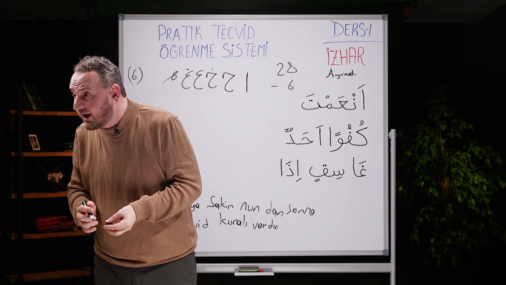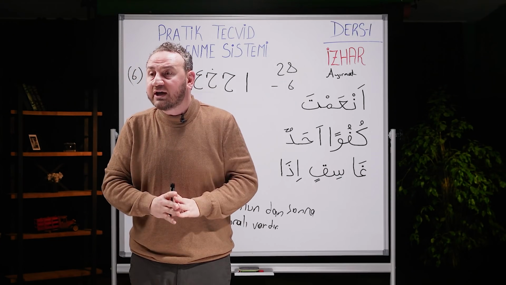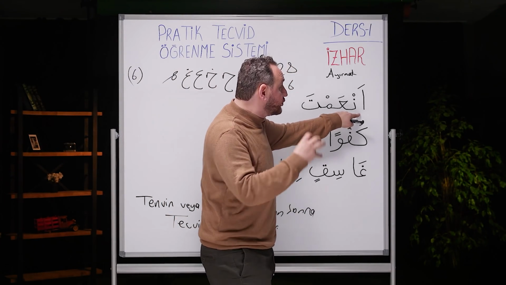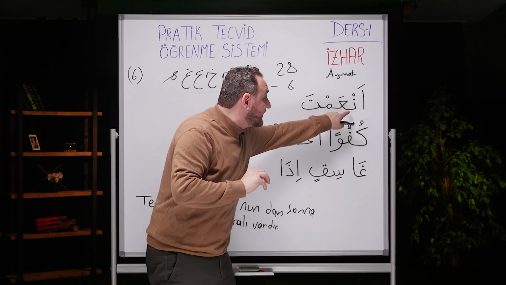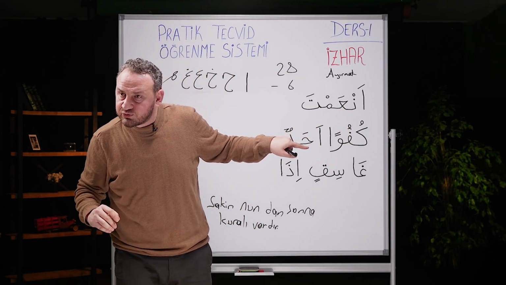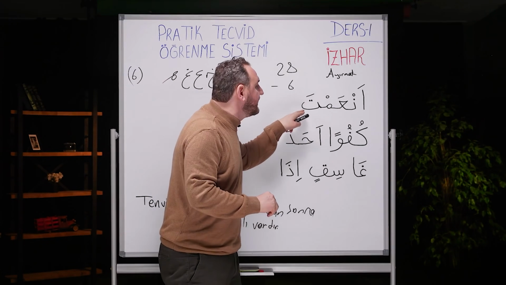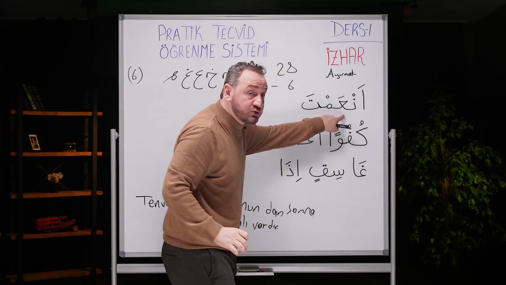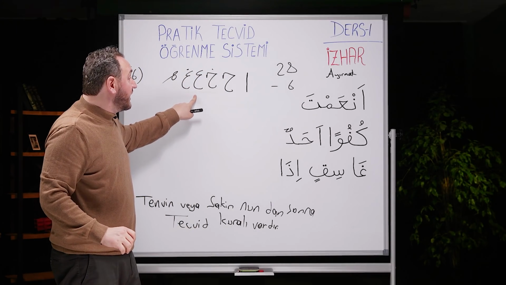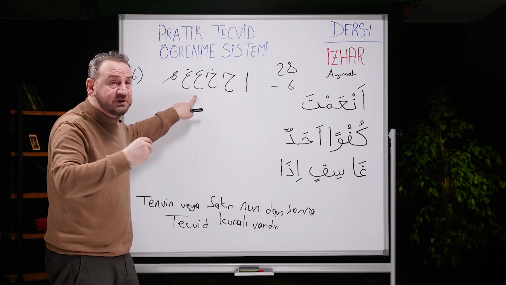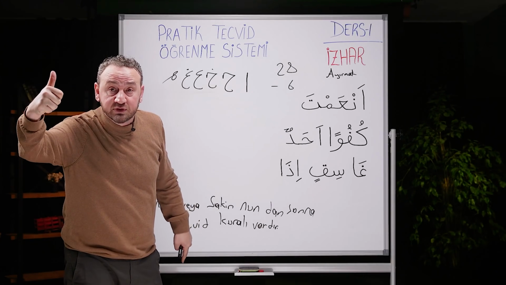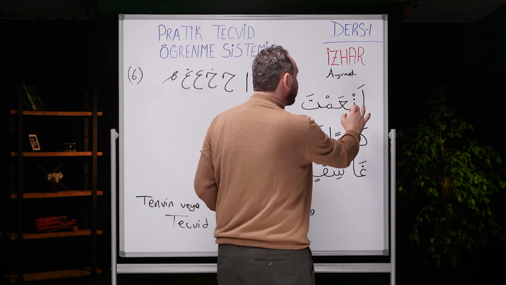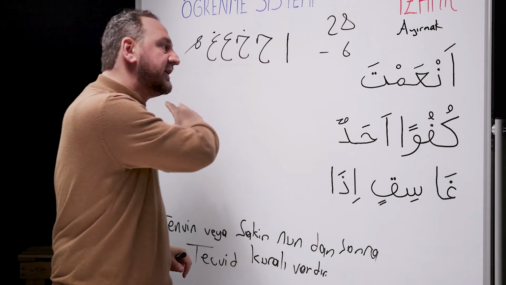What do we do in the first rule? We read it as it is, meaning we don't do anything. Let's look at the examples. See? We read it as it is. An'amta alayhim. An example from Surah Al-Fatiha, we read it as An'amta alayhim. And see, there's a noon sakin. And after that noon sakin, there's an ayn. And so what happens if there's ayn after noon sakin? The first rule happens. What do we do in the first rule? Nothing. We read it as it is. We read it as An'amta alayhim.